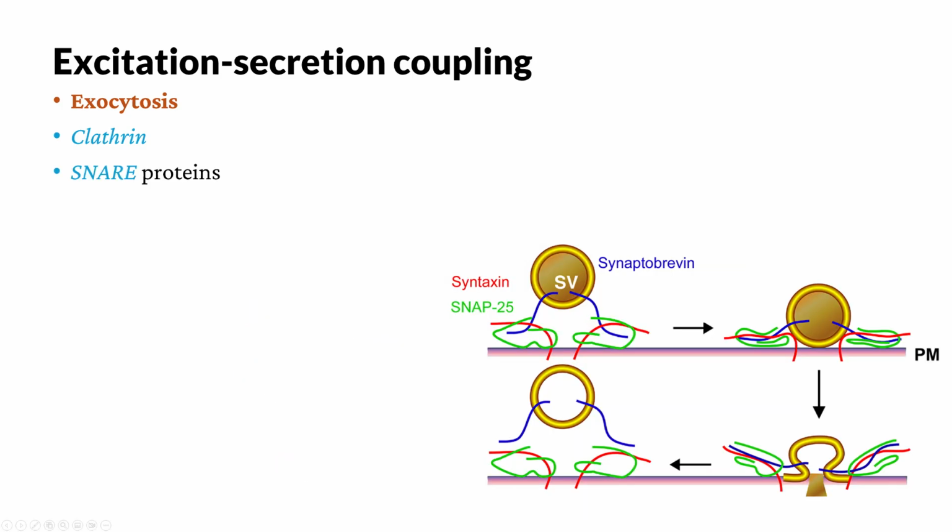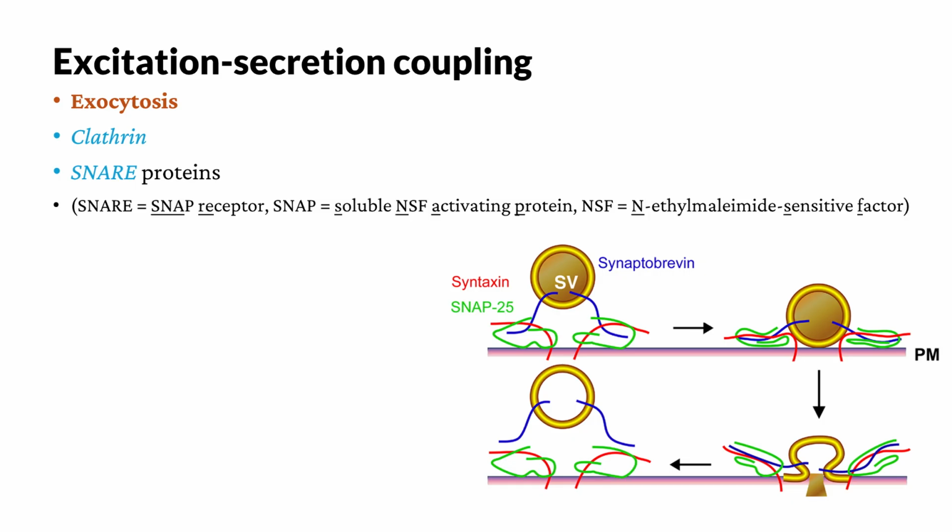SNARE is a very figurative name. The proteins capture the vesicle on the cytoplasmic membrane just like what a snare does to a prey. However, SNARE is actually an abbreviation. SNARE stands for SNAP receptor. SNAP in turn means soluble NSF activating protein, while NSF is a chemical called N-ethylmaleimide sensitive factor.